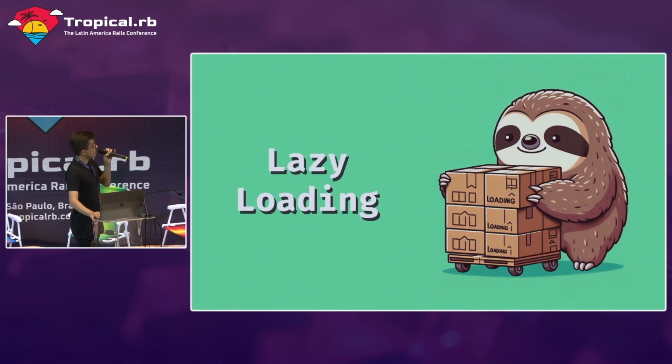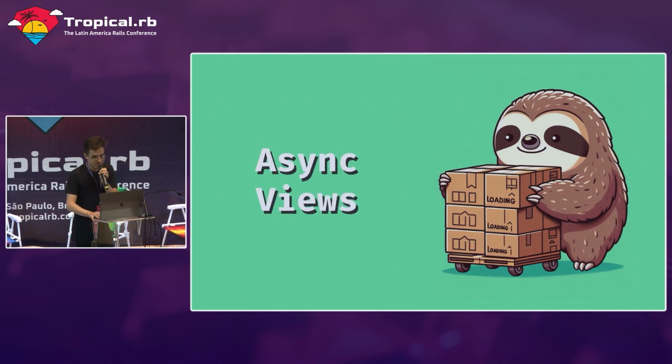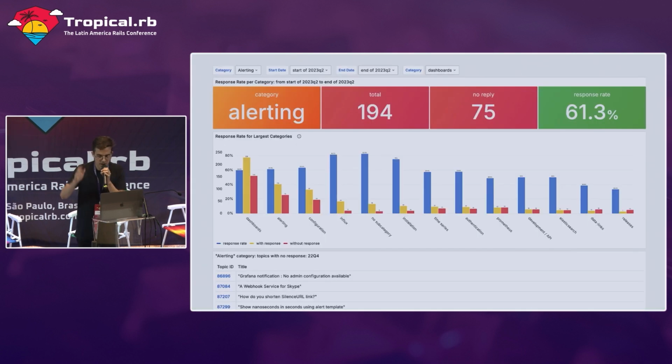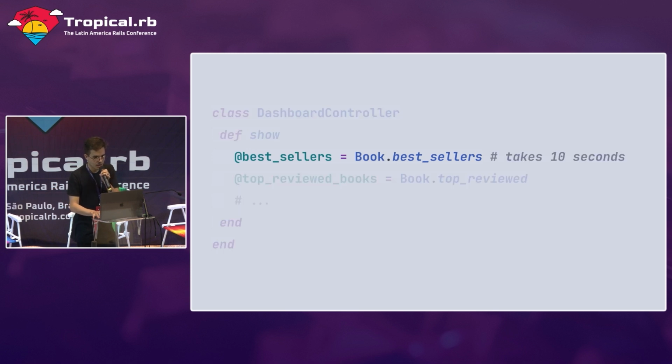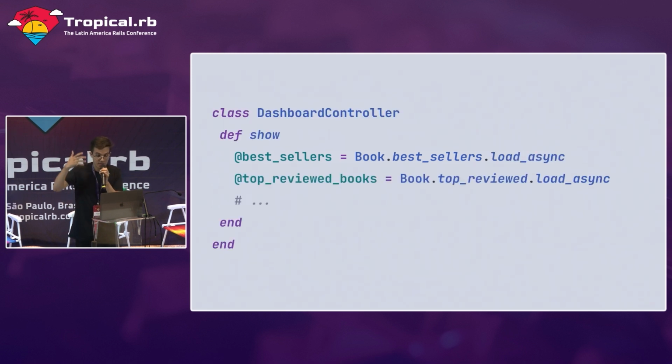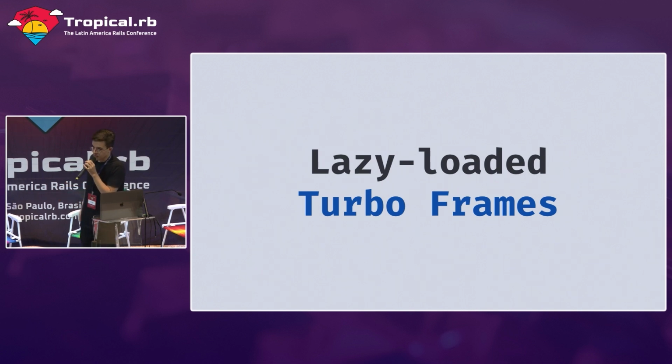Okay, let's talk about lazy loading now. And more specifically, async views. Imagine you have this dashboard page in your app. It has a bunch of data, a bunch of charts, and they have a bunch of queries generating that data. And let's say one of the queries takes like 10 seconds to run. And you think, let's load that async now. But the whole page would still need at least 10 seconds to run either way. So one way that we can improve on that is using lazy loaded turbo frames.